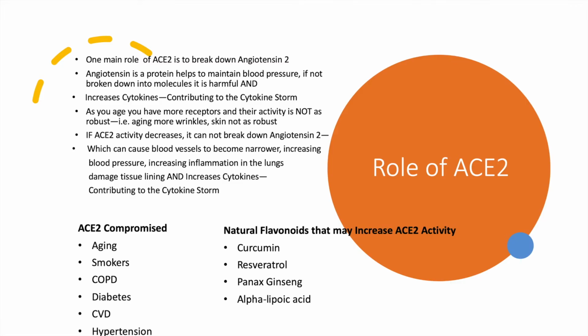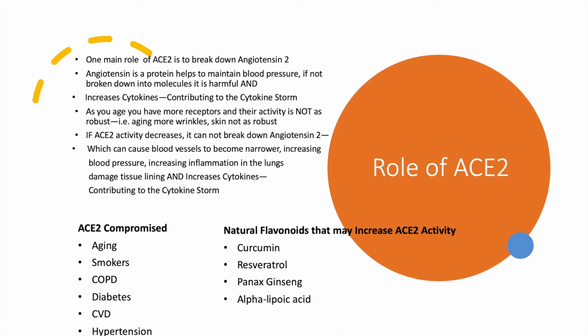One main role is to break down this angiotensin 2. Angiotensin is a protein that helps to maintain blood pressure. If not broken down into molecules, it is harmful and can increase cytokines, which contributes to the cytokine storm. As you age, you have fewer receptors and their activity is not as robust. Think of it as you age, you get more wrinkles and your skin is not as robust and tight. A similar analogy would be ACE2. So that's one compromised condition, certainly.